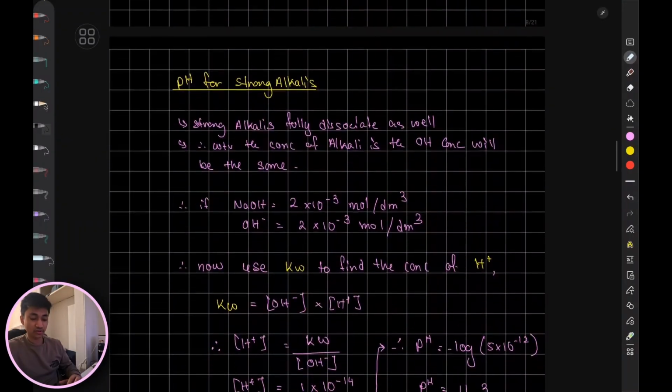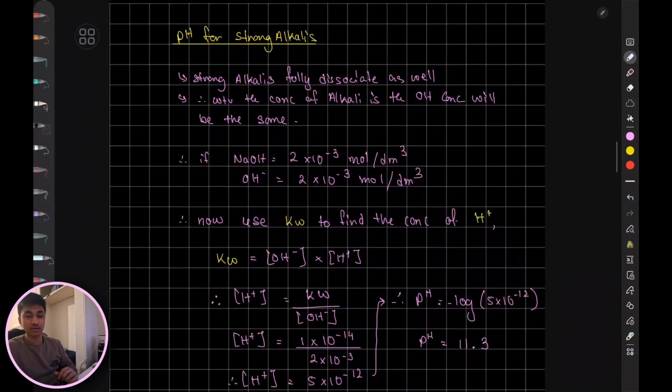pH for strong acids, hopefully you understand. pH for strong alkalis is the same story. Strong alkalis fully dissociate as well. Whatever the concentration of alkali is also the concentration of OH ions. If you have 1 mole of NaOH, the concentration of OH will be 1 mole as well. If the concentration is 2 into 10 to the power minus 3 mole per dm cube, it is going to be 2 into 10 to the power minus 3 for OH as well.